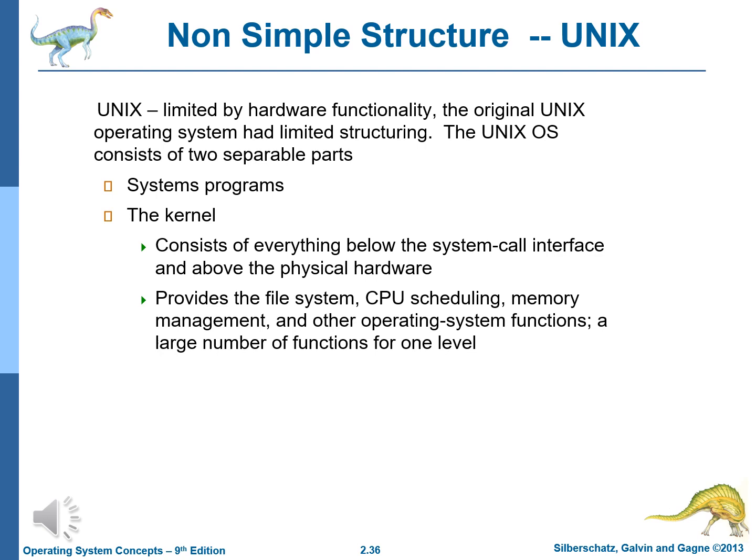Taken in sum, that is an enormous amount of functionality to be combined into one level. This monolithic structure was difficult to implement and maintain. It had a distinct performance advantage, however: there is very little overhead in the system call interface or in communication within the kernel. We still see evidence of this simple monolithic structure in the Unix, Linux, and Windows operating systems.